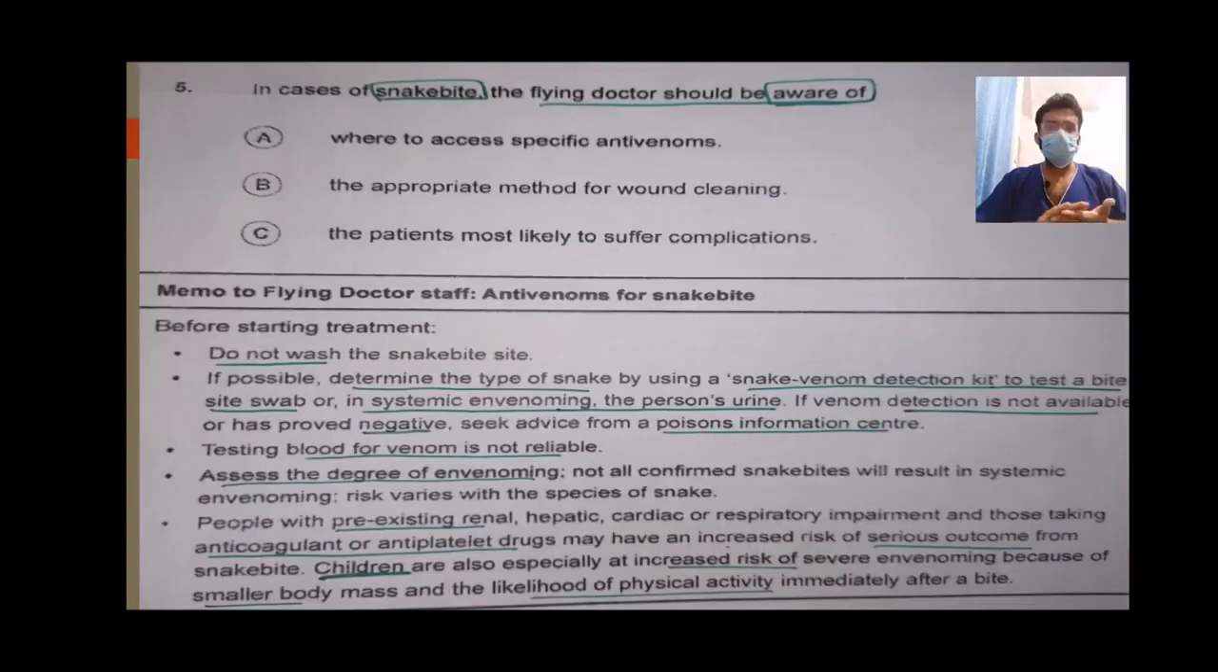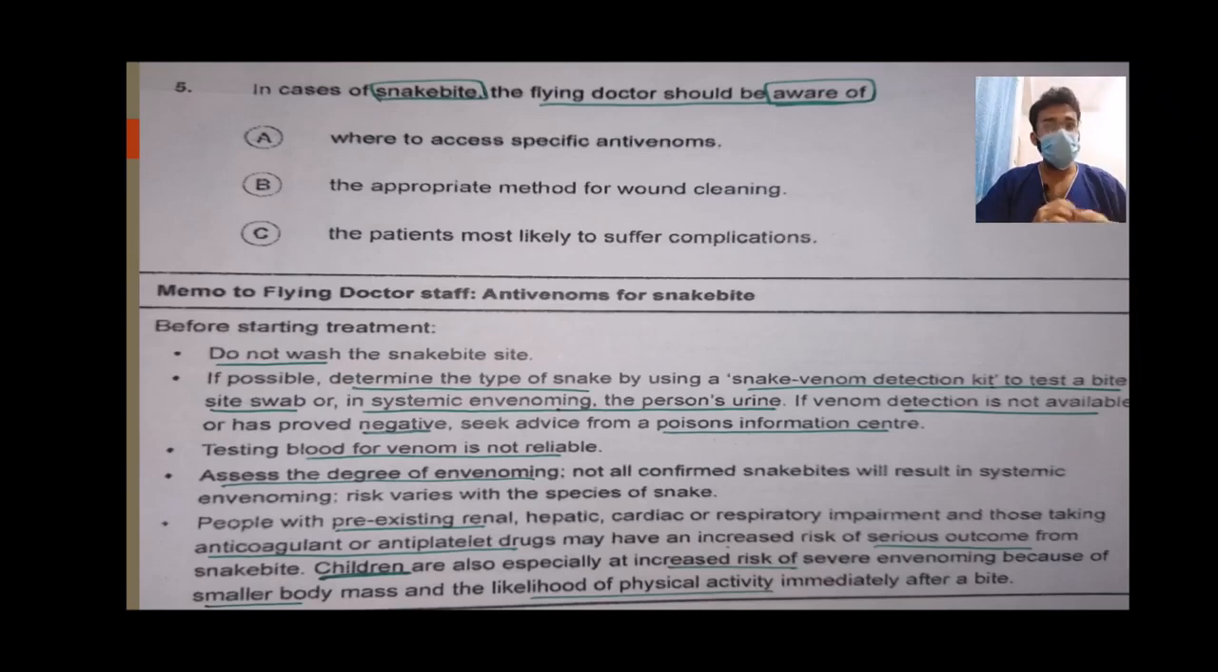Okay. Let's move to question number 5. In case of snake bite, the flying doctor should be aware of. So he is going to tell something about snake bite in this paragraph. So let's read the text. Before starting the treatment, don't wash the snake bite site. If possible, determine the type of snake by using the snake venom detection kit to test the bite site swab, or in systemic envenoming the person's urine. If venom detection is not available or has proven negative, seek advice from the Poison Information Center.